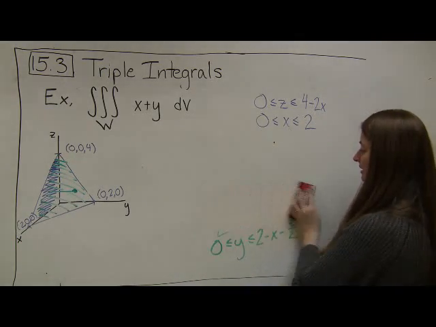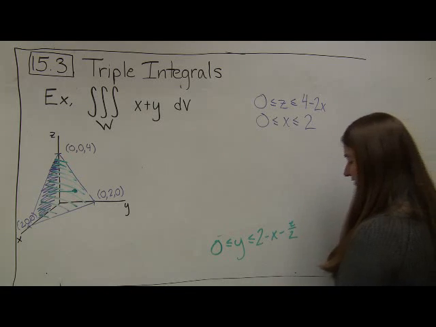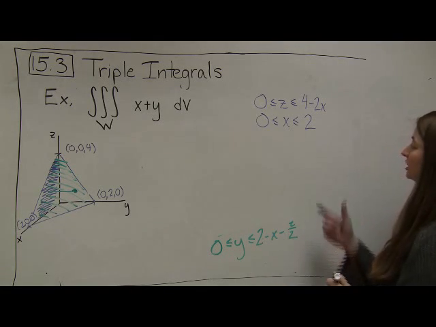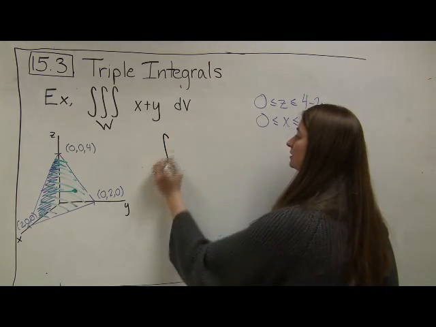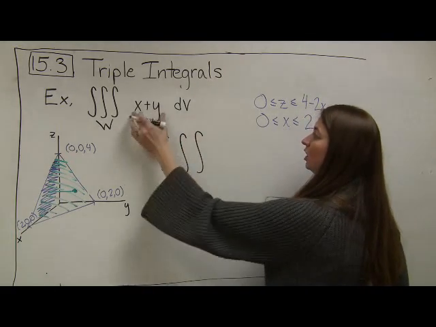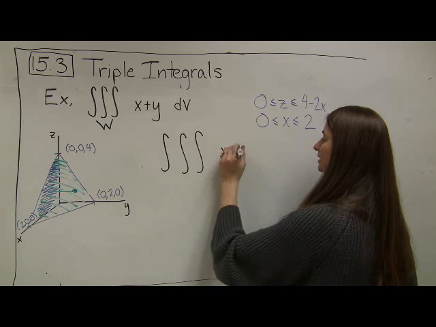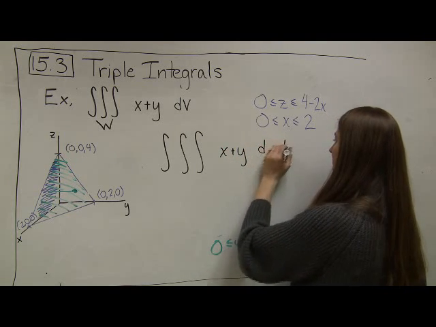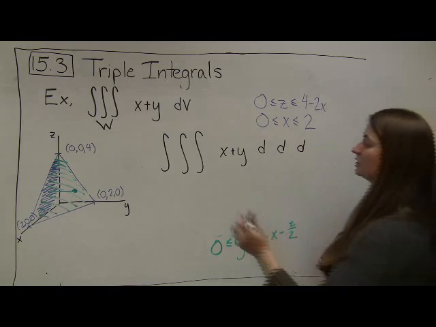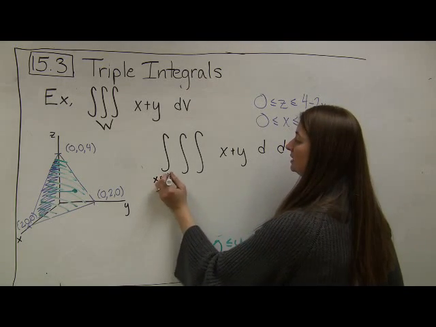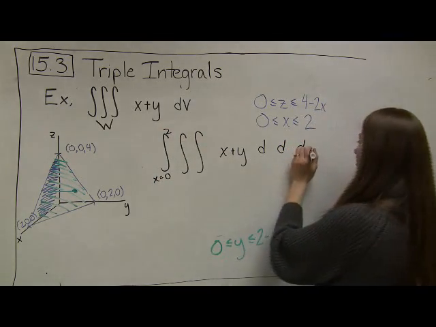Erase all this. And we have to be careful about the order of integration. Notice that we need to have our constants on the outside. So we have a triple integral over this function x plus y, d something, d something, d something. We know that our constant bounds are the x bounds, so I know that those should go on the outside. X is going from 0 to 2 dx.